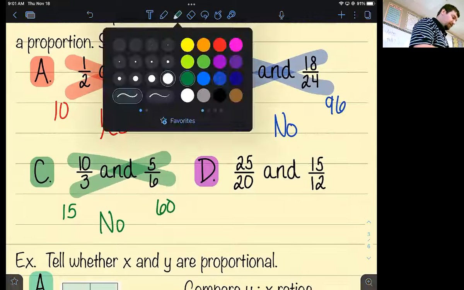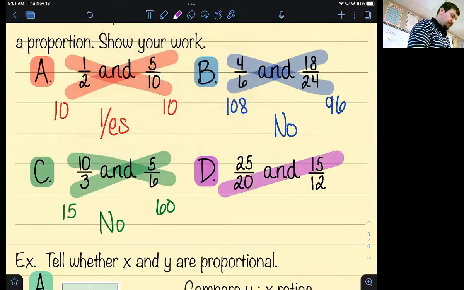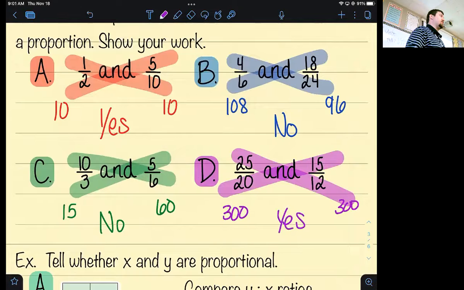And then example D, what's 20 times 15? 300. And what's 25 times 12? It's 300. So are they proportional? Yes. I'm not asking much, guys. I just want to make sure you're doing the work and not guessing. Does that make sense? So when you turn in a work paper, if it just has 300, 300, yes, that's all I need. Okay, but show your work.